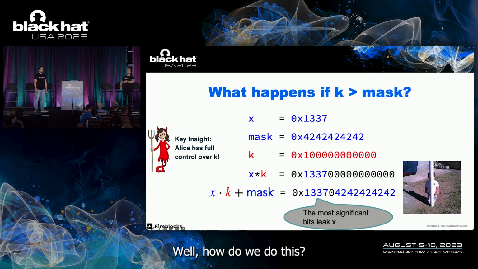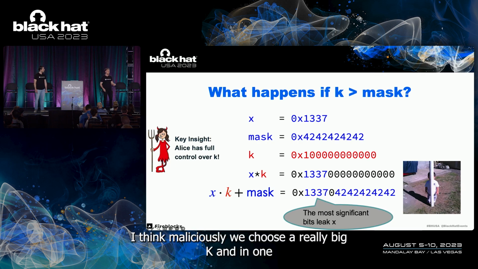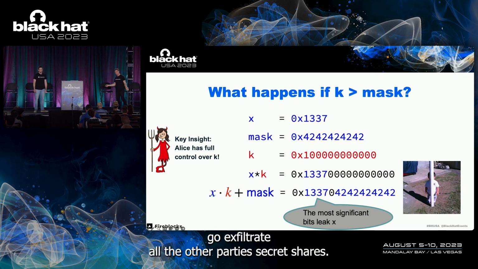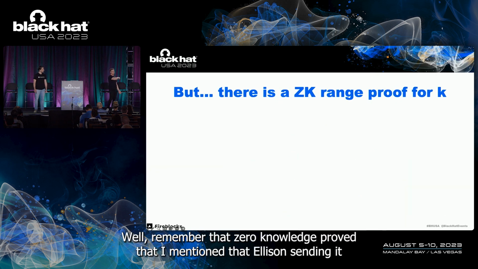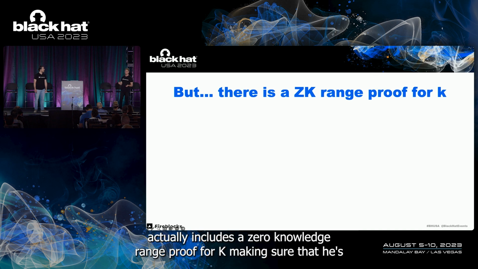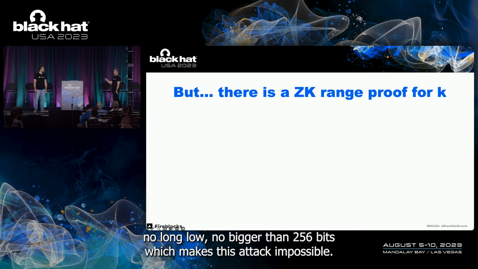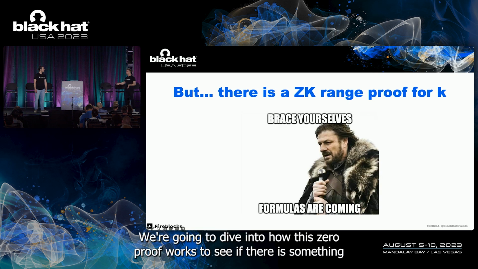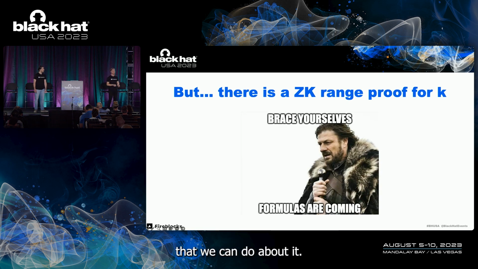Well, how about we do this? How about we start signing as Alice, acting maliciously? We choose a really big k, and in one go, exfiltrate all the other party's secret shares. Well, remember that zero-knowledge proof that I mentioned that Alice is sending? It actually includes a zero-knowledge range proof for k, making sure that it's no bigger than 256 bits, which makes this attack impossible. Well, hold on tight. We're going to dive into how this zero-knowledge proof works to see if there's something that we can do about it.